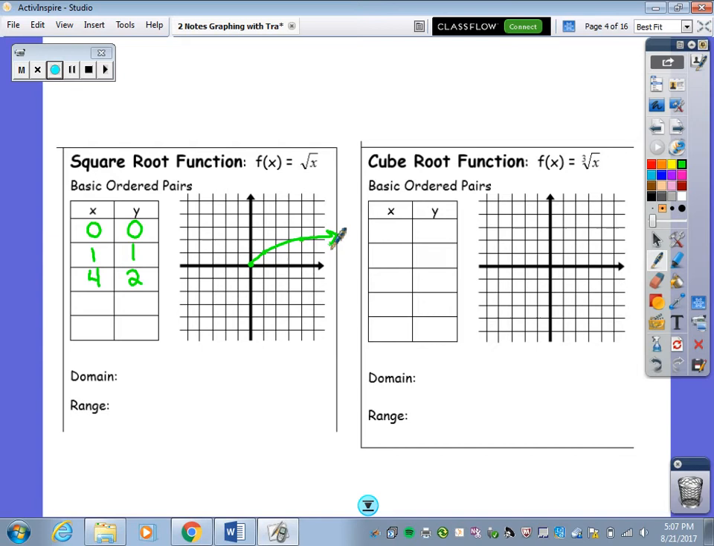Our domain, it's not possible to have any x values over here because, like we said, if you have a negative underneath a radical, you're going to get undefined. So that would mean that our domain is x is greater than or equal to 0, or this could be written like this. And our range, you can see here that there's no negative y values. So that means our range is also going to be y is greater than or equal to 0, which can also be written like this.